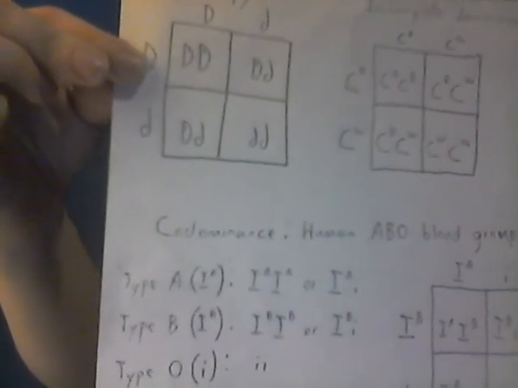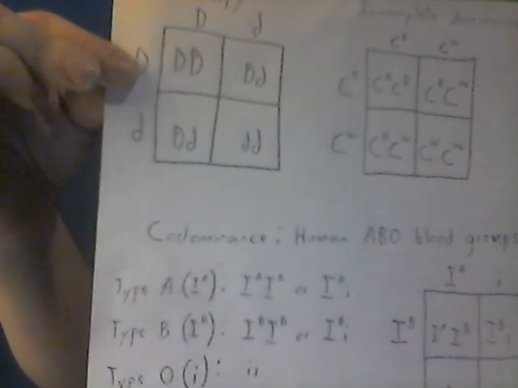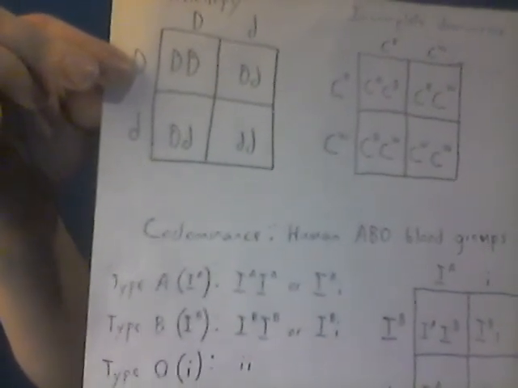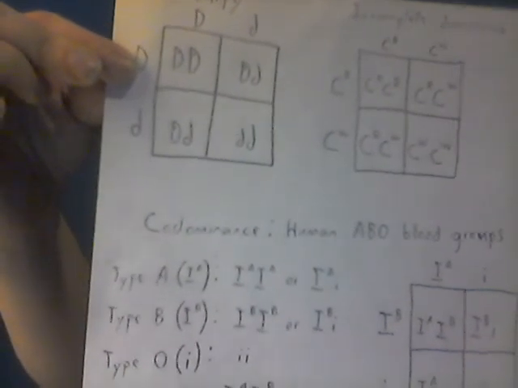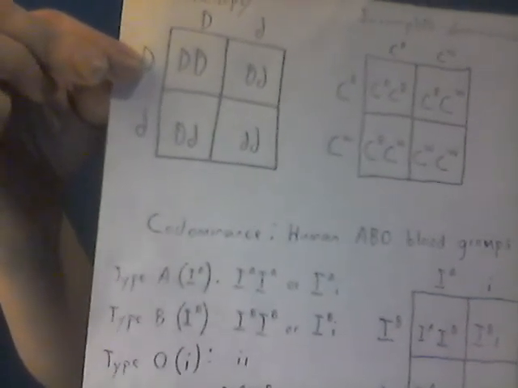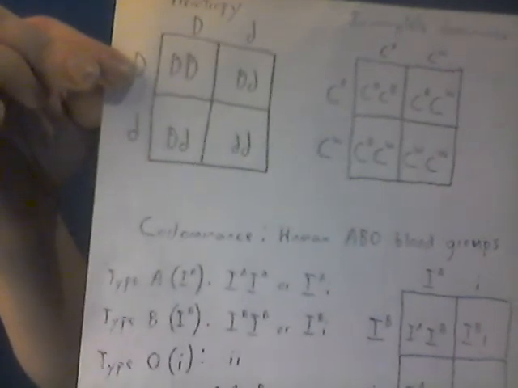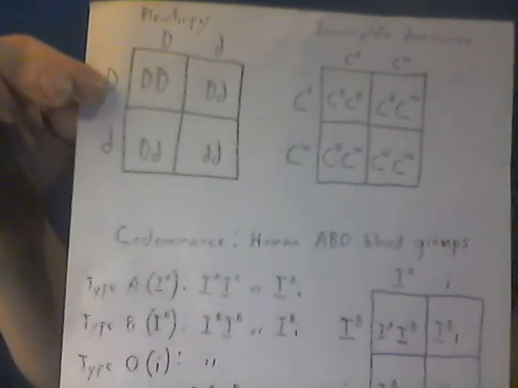There are two ways to be type B. You can have two copies of the B allele, homozygous dominance, or you can have one copy of dominant B, one copy of recessive O. Dominant gets expressed. You're a carrier of type O, but your blood type is B. There's only one way to be type O. O is recessive. Therefore, you have to be homozygous for it. Get it from both parents.